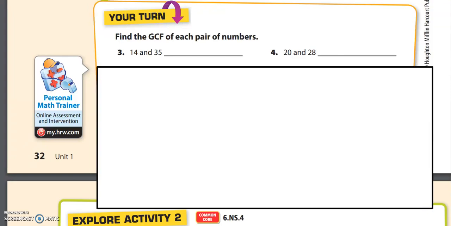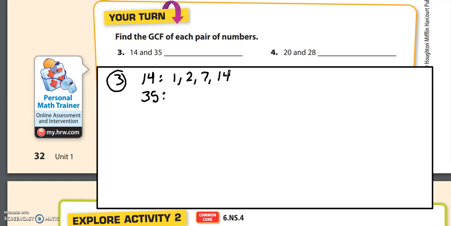So for 3 and 4, it says find the GCF of each pair of numbers. And what I like to do, at least at first, is list all the factors. So I list them like this. I put the factors of 14 here and the factors of 35 here. And if you need to use a multiplication chart, that would be okay. The factors of 14 include 1 and 2 and 7 and 14.